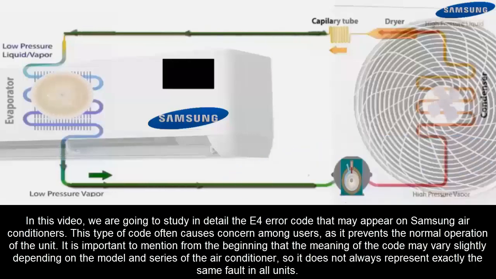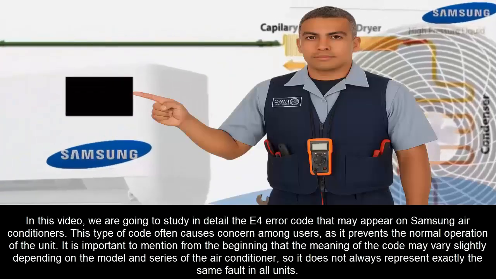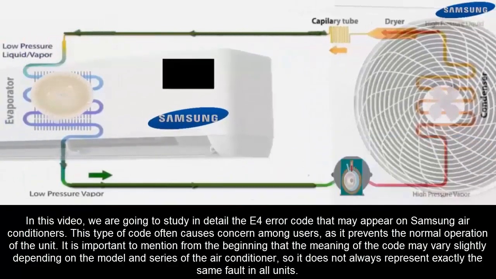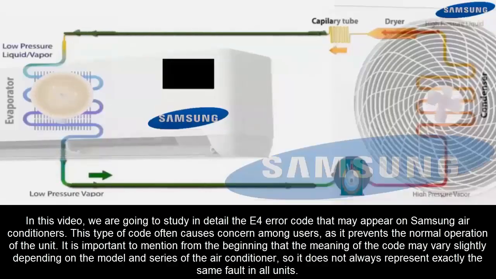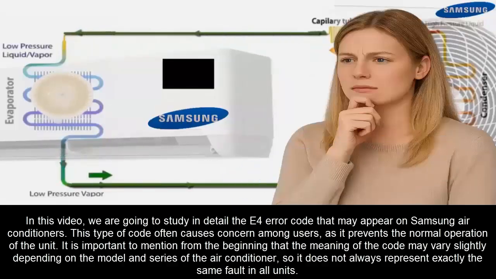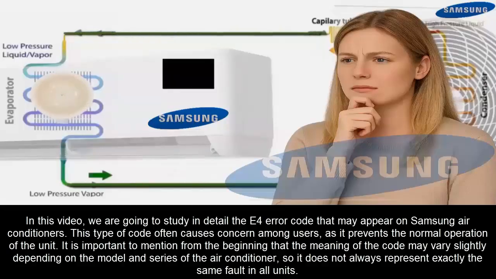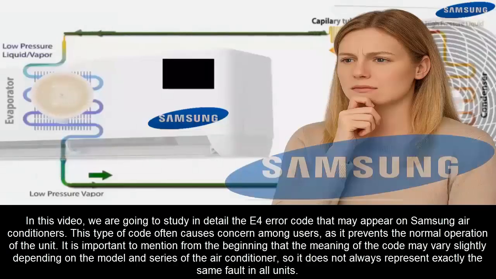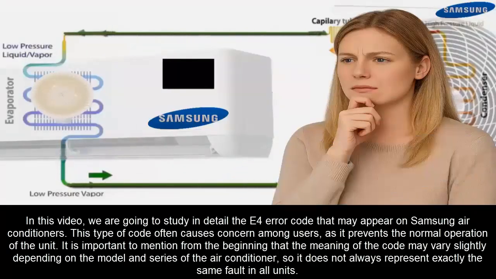In this video, we are going to study in detail the E4 error code that may appear on Samsung air conditioners. This type of code often causes concern among users, as it prevents the normal operation of the unit. It is important to mention from the beginning that the meaning of the code may vary slightly depending on the model and series of the air conditioner, so it does not always represent exactly the same fault in all units.